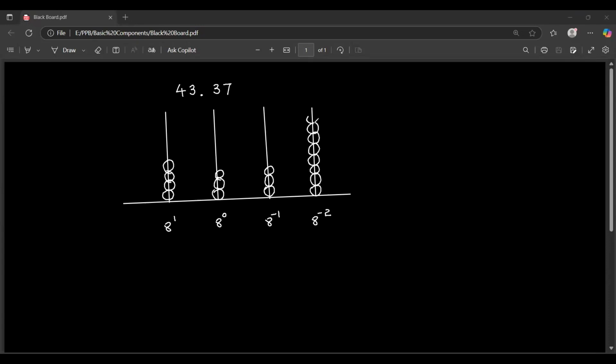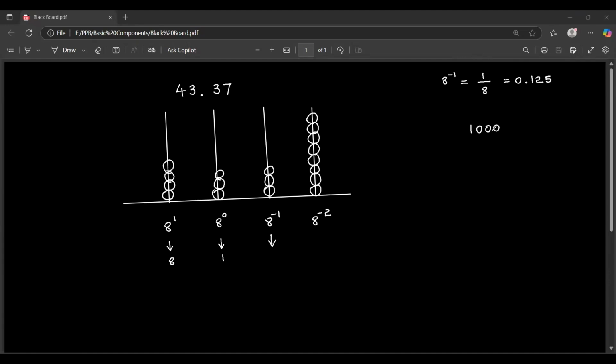So 8 to the power 1 is equal to 8, 8 to the power 0 is equal to 1, and 8 to the power minus 1 will be equal to 1 divided by 8, because in indices form, a to the power minus 1 means 1 over a to the power 1. So this will be equal to 0.125.